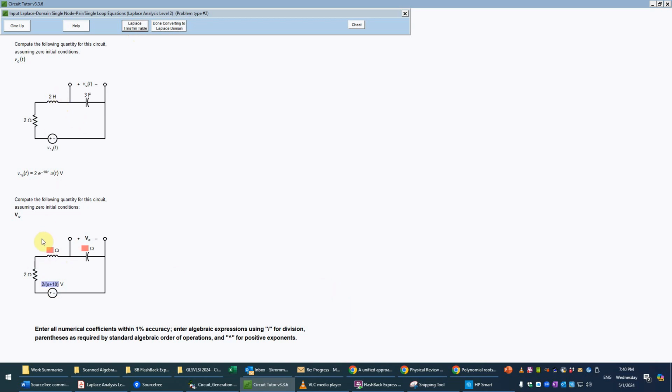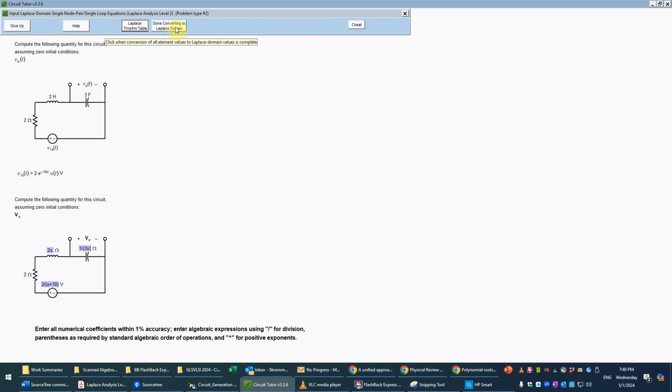Okay, now we'll convert the inductance, remembering that the inductive impedance is just SL. So here that's just going to be 2S ohms. And for the capacitor, we remember the impedance in the Laplace domain is 1 over SC, the quantity. So that would be 1 over the quantity 3S in this case. So that completes the conversion. The 2 ohm stays the same, and the name of the SOT variable has already been converted from the time domain lowercase function of time to an uppercase function of s.